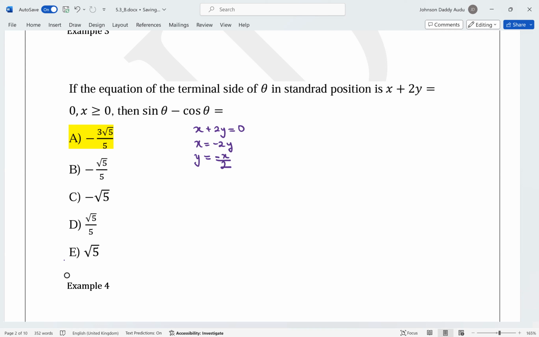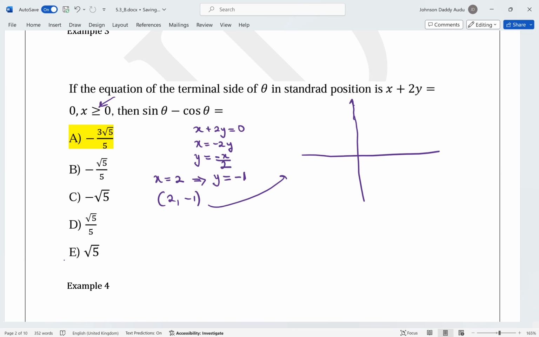But here also we have this condition that x is greater than 0. So we can take x equals 2, because it's positive. And if x is equal to 2, it implies that y will be minus 2 over 2, which is minus 1. So now you're dealing with the point (2, -1). Which quadrant is (2, -1) in? X is positive, y is negative. It's going to be a point in the 4th quadrant, somewhere here.